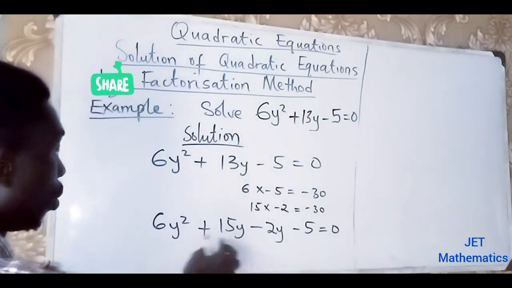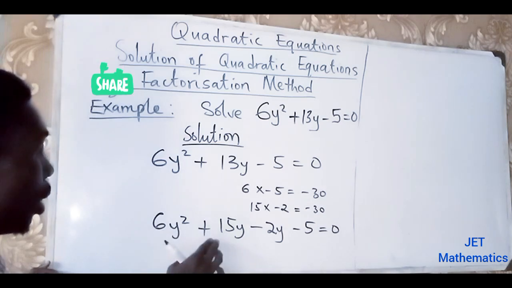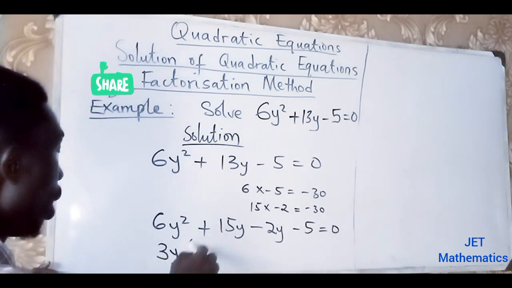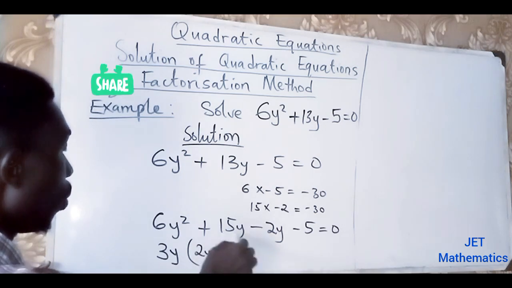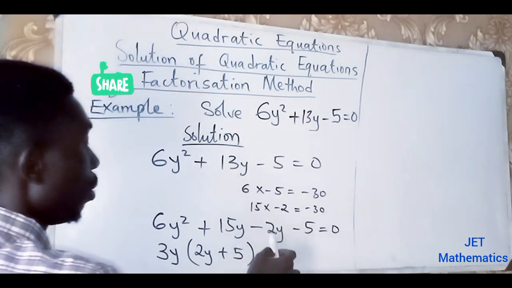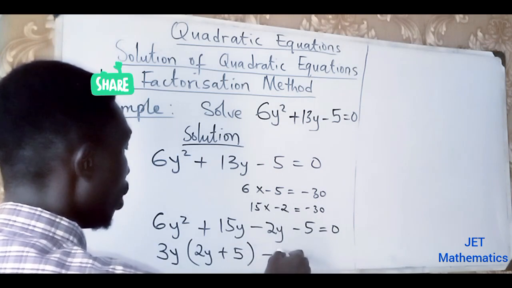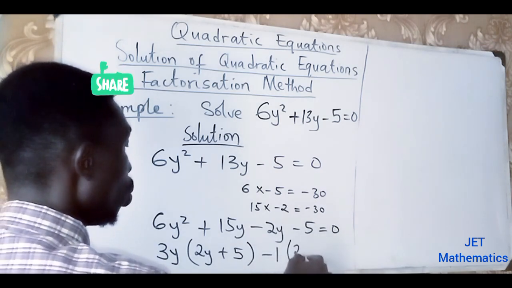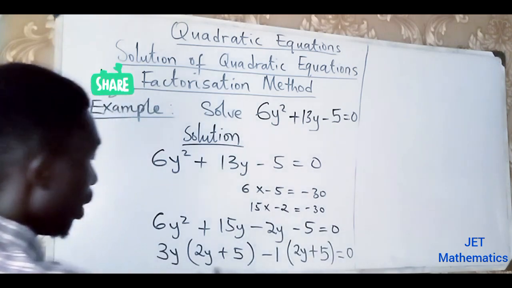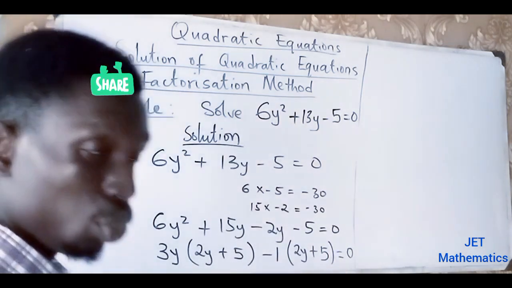Then quickly we are going to group in twos and factorize. What is common between 6y squared plus 15y? We have 3y common, and then we are left with 2y plus 5. And then what is common between minus 2y and minus 5? What's common there is minus 1, and then we are left with 2y plus 5. Always remember, when factorizing, these two brackets must be the same, otherwise your solution is wrong.